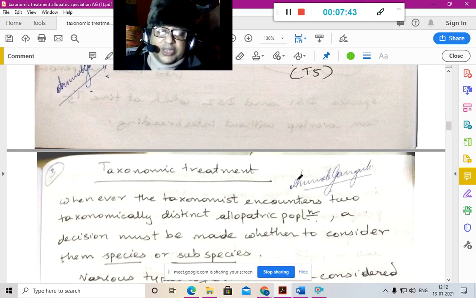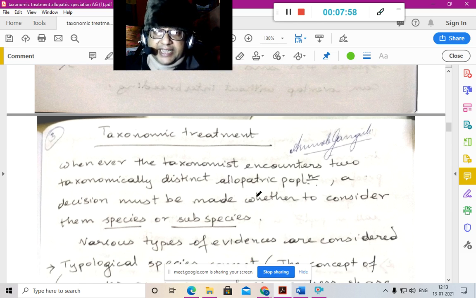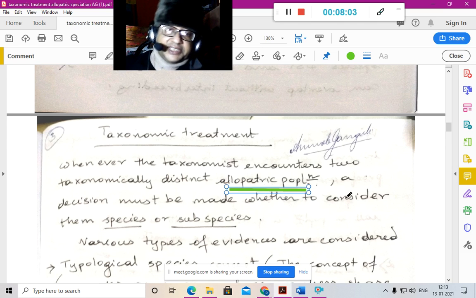And now we come to taxonomic treatment. Whenever the taxonomist encounters two taxonomically distinct allopatric populations, a decision must be made whether to consider them species or subspecies. So you find two populations: a population of horse-looking animals in Africa and horse-looking animals in America.